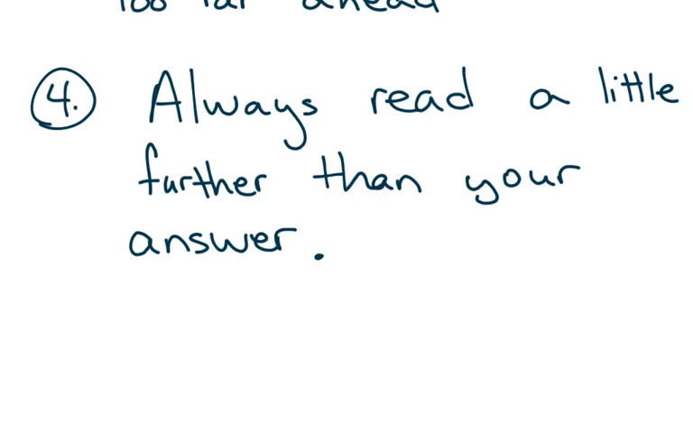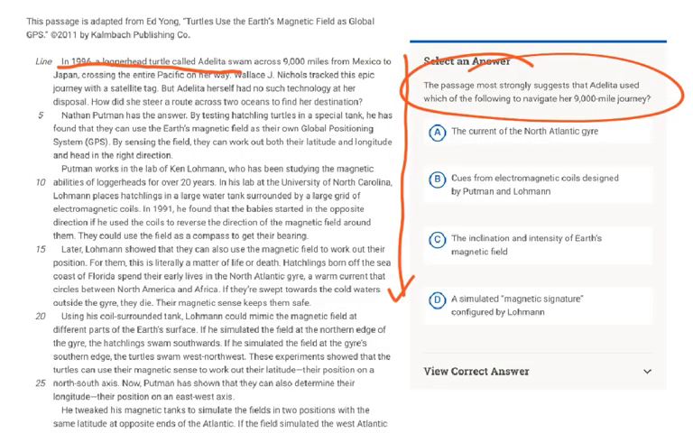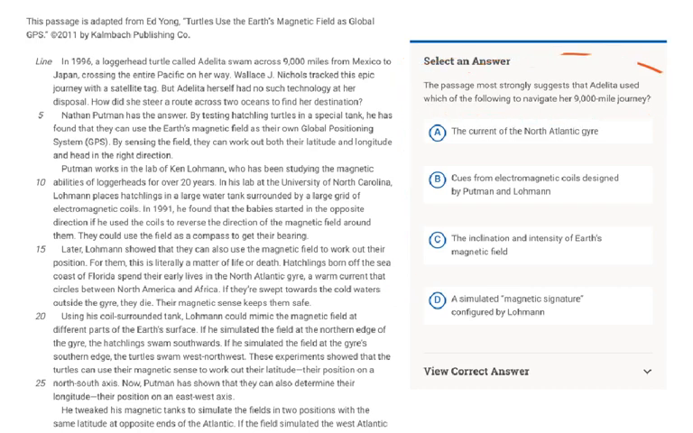All right, let's take all this and implement it into the problem. Okay, so we're back into this question. Let me go ahead and erase all of this. And wow, it's been 20 minutes of video, and now we're actually attacking this problem. Okay, let's do it. So the question again says, the passage most strongly, so again, most strongly, so we know that there might be multiple correct answers, but we're going to choose the best one, suggests that Adelita used which of the following to navigate her 9,000-mile journey.